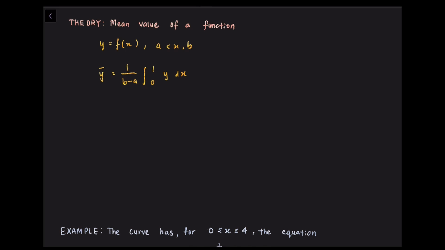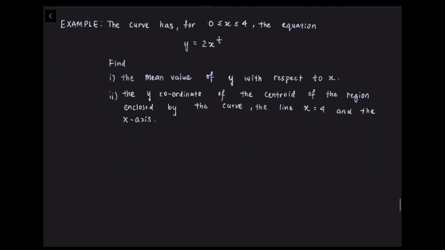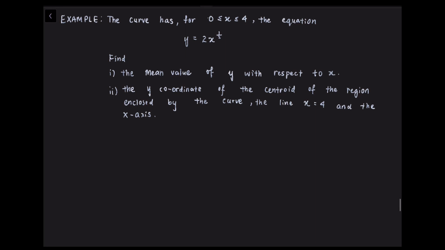Let us look at this example. The curve has, for x between 0 and 4, the equation y equals 2 times x to the 1 over 2. So let us first find the mean value of y with respect to x by substituting into the formula. So y bar equals 1 over (b minus a) times the integral of y dx. So b minus a is 4, so 1 over 4 integrate 2x to the 1 over 2 dx. And substituting the boundaries, we will obtain 8 over 3.